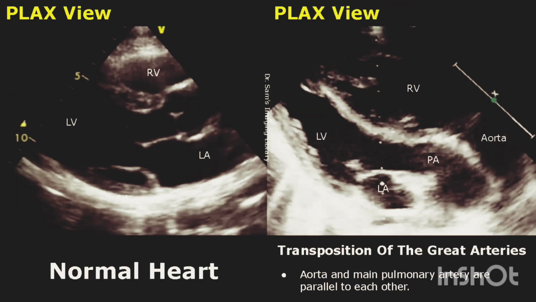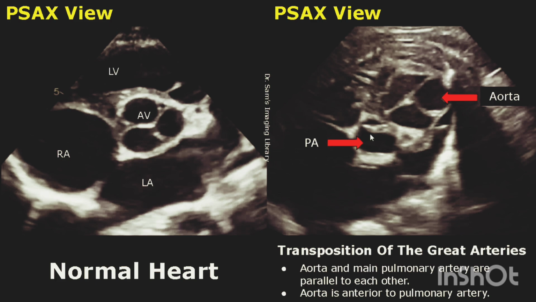Transposition of the great arteries is a congenital heart anomaly in which the aorta and pulmonary artery are switched. The aorta arises from the right ventricle and the pulmonary artery arises from the left ventricle. In echocardiography, the aorta and pulmonary artery are seen parallel to each other in a parasternal long axis view. In a short axis view, we can also see the parallel configuration of aorta and pulmonary artery. The aorta is seen anterior to the pulmonary artery.